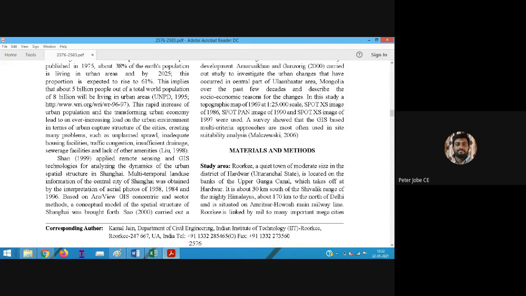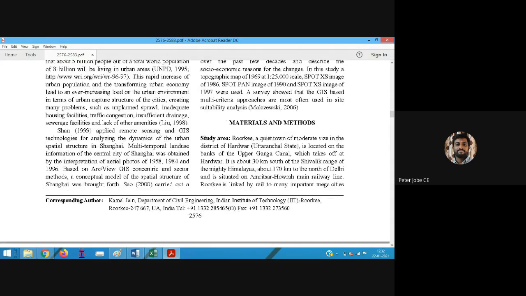So we'll just discuss the study area that they have mentioned here. The study area was Roorkee. It is actually a very small town of moderate size, in the district of Haridwar. It's in Uttaranchal state and is located on the banks of the Upper Ganga Canal, which takes off at Haridwar. It's about 30 kilometers south of the Shivalik range of the mighty Himalayas, about 170 kilometers to the north of Delhi, and situated on the Amritsar-Howrah main railway line. So all of these are basic things about the study area that they have considered for the study.